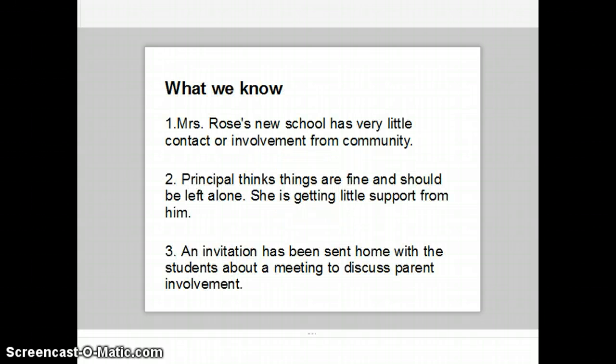What we know about this case is that Mrs. Rose is new to the school and she knows that there is very little contact or involvement from the community. We also know that the principal thinks that things are fine and that they should be left alone. So this means that she's getting very little support from him. We also know that an invitation has been sent home with the students about a meeting to discuss parent involvement, and that not very many parents showed up to that meeting.